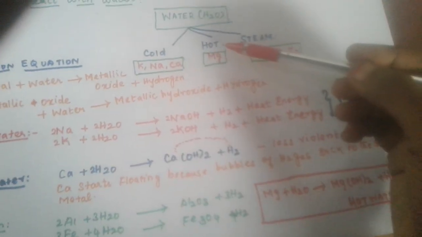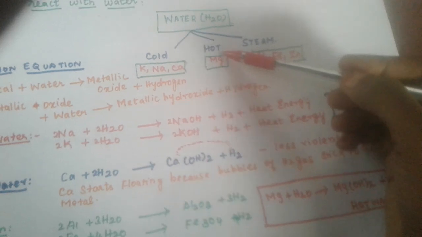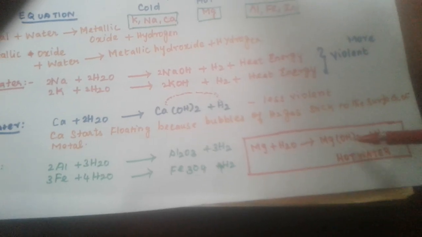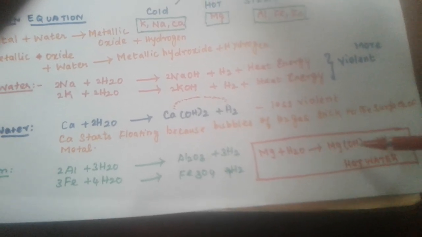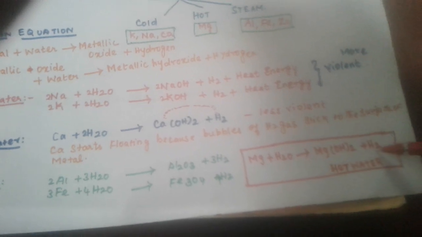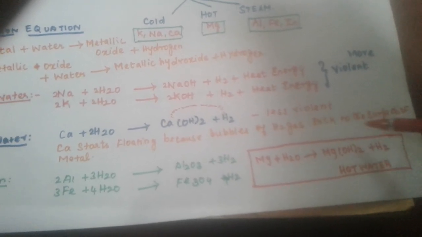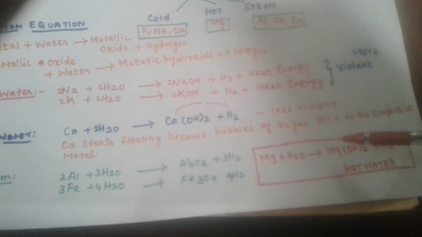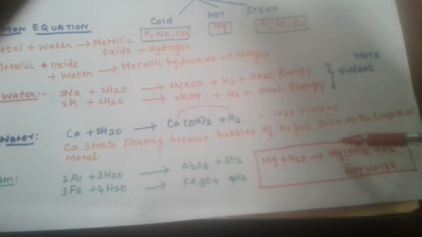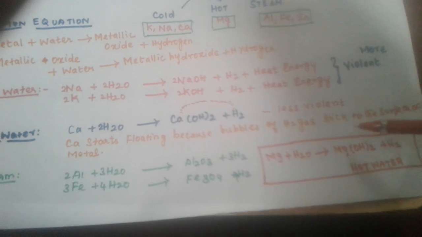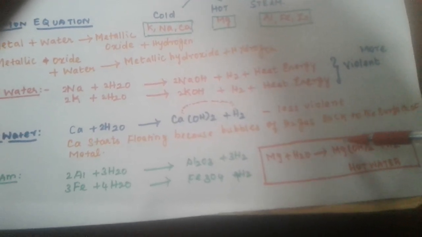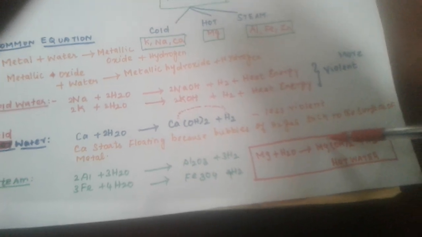Next we have to see hot water. Magnesium cannot react with the cold water. Magnesium reacts with hot water to form magnesium hydroxide and hydrogen gas. This hydrogen gas sticks to the surface of the metal, that's magnesium. So it starts floating. Have you understood? The hydrogen gas sticks to the surface of the magnesium metal and it starts floating. Have you understood, children?